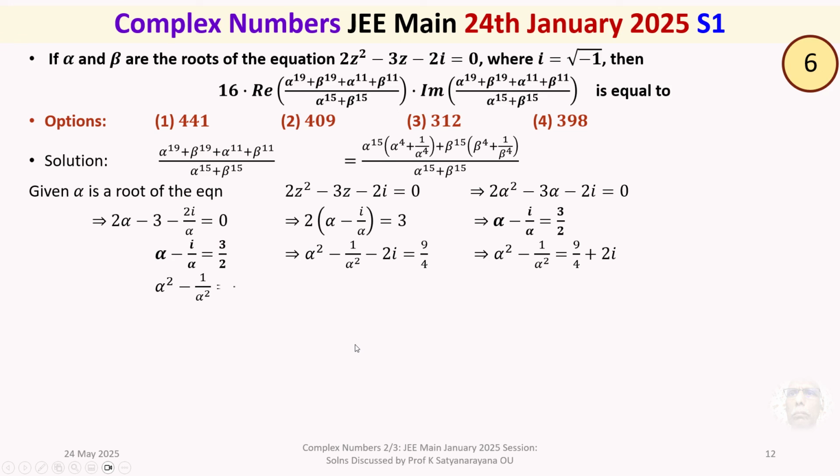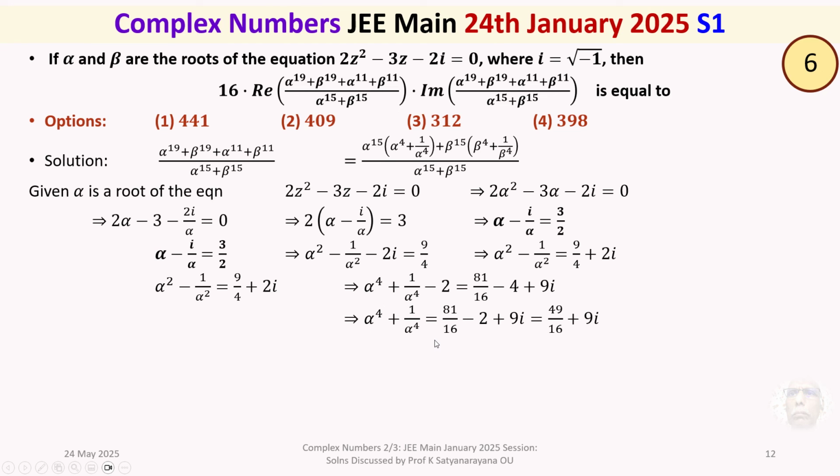Again square it. Take that and again square it. Then you will get alpha to the power of 4 plus 1 by alpha to the power of 4 minus 2 into alpha square into 1 by alpha square, that is minus 2, into 9 by 4 whole square, 81 by 16, plus 2i whole square minus 4. 2 into 9 by 4 into 2i is 9i. Simplify, we will get alpha to the power of 4 plus 1 by alpha to the power of 4 is 81 by 16 minus 2, because you have brought minus 2 to the other side. You will get minus 4 plus 2, that is minus 2 plus 9i. Thus we got, after simplification, 49 by 16 plus 9i.